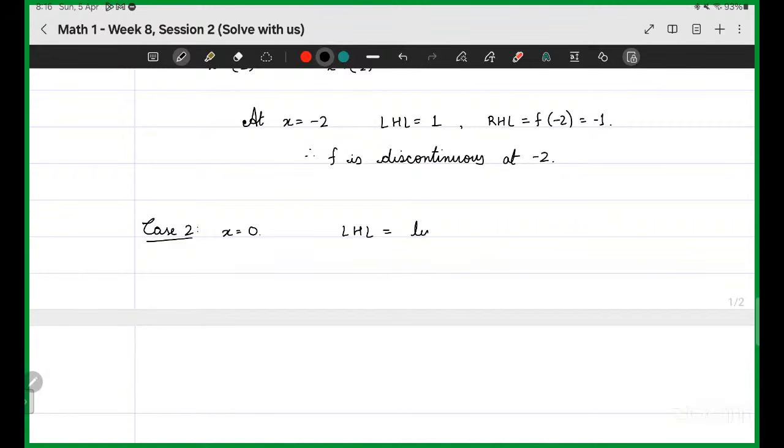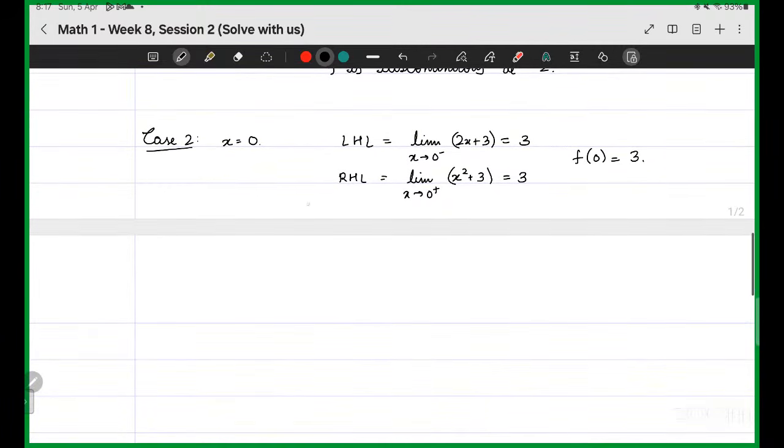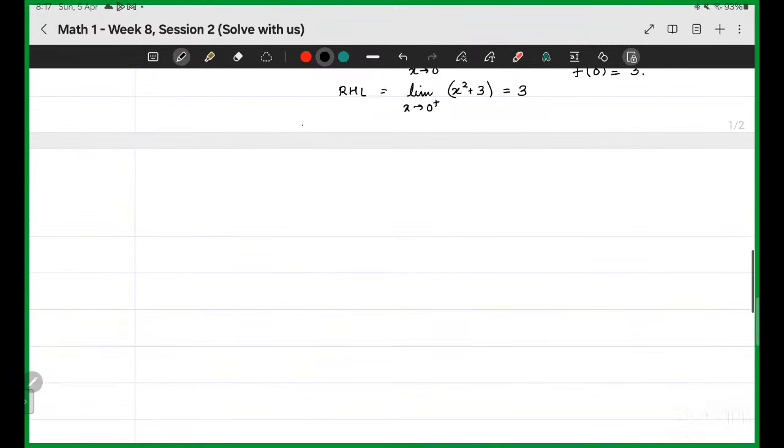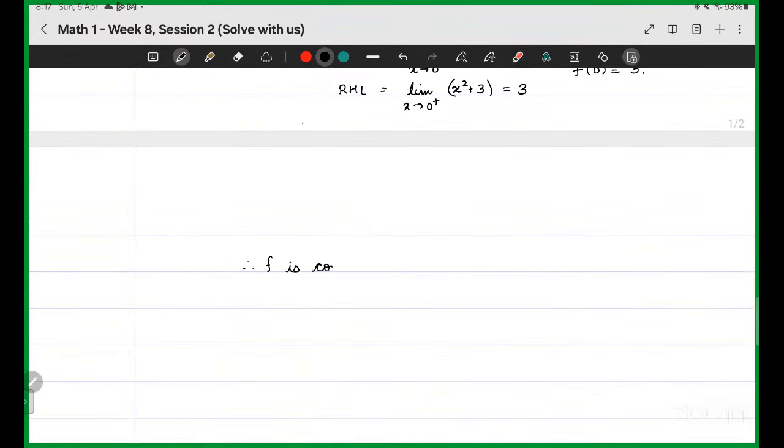It is limit as x goes to 0 minus, to the left of 0, I have 2x plus 3. So this would be 3. What is RHL? It is also 3. To the right of 0, the function value is x plus 3. So again, once I substitute, I will get this, and f of 0, which is included in the third definition, that is x plus 3. That also happens to be 3. So all of these things are equal. Therefore, f is continuous at x is equal to 0.